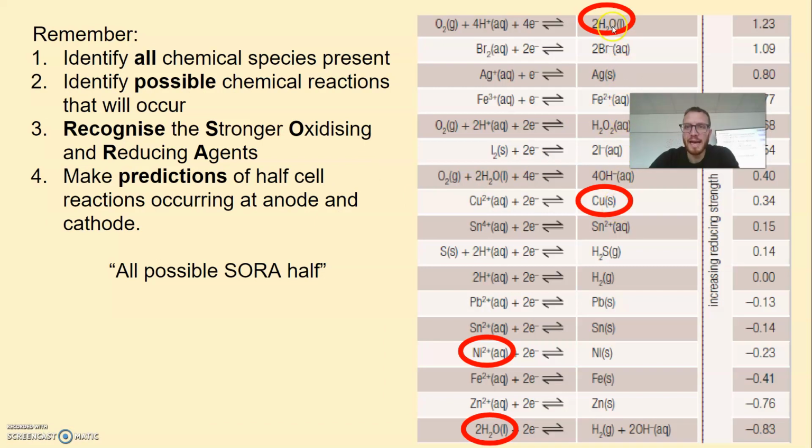So out of water and copper, this would be at the anode, of water and copper, which is the stronger reducing agent? Copper. So we would expect then at the anode that copper would oxidize. At the cathode, I've got nickel 2+ and water. What's going to happen there? Right. Nickel 2+ is a stronger oxidizing agent, so it will reduce to nickel at the cathode.